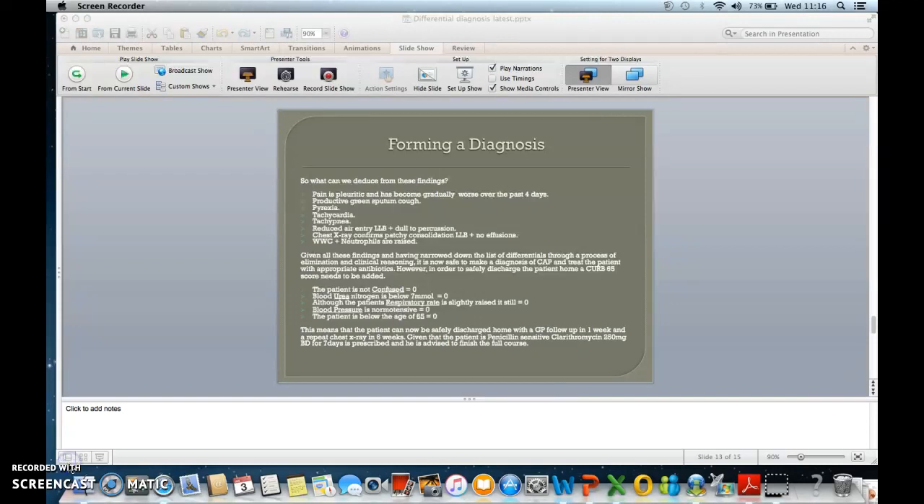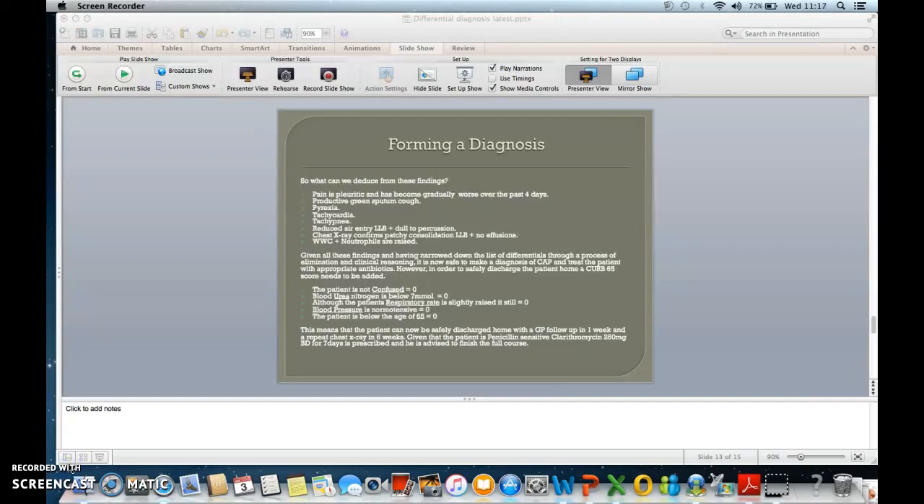So with all this information and having worked through the list of differentials, it is now safe to send this chap home. He will need a GP follow-up in 1 week with a repeat chest X-ray in 6 weeks. Given that the patient is penicillin sensitive, clarithromycin 250 mg BD for 7 days is prescribed and he is advised to finish the full course.